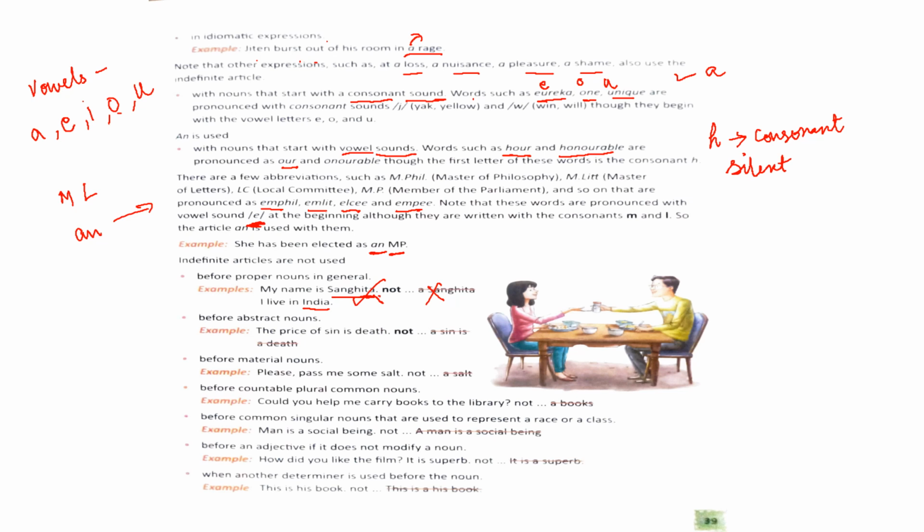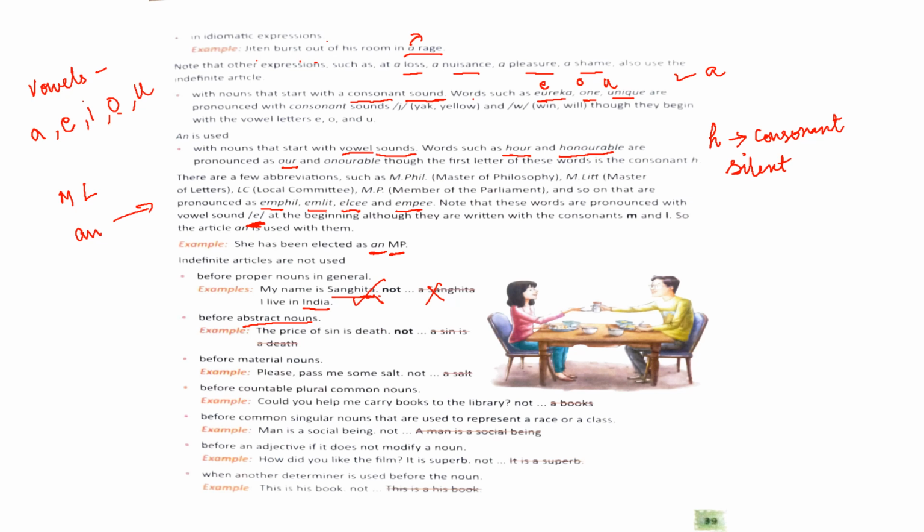Next is before abstract nouns. What are abstract nouns? Abstract nouns are nouns that we cannot see or touch, they can only be felt. Those are known as abstract nouns. So we do not use indefinite articles a and an before abstract nouns.